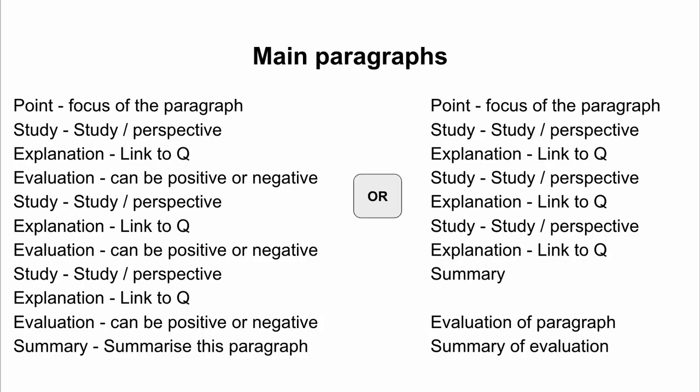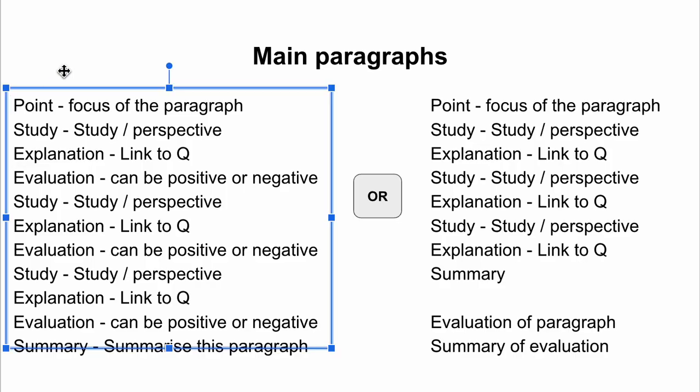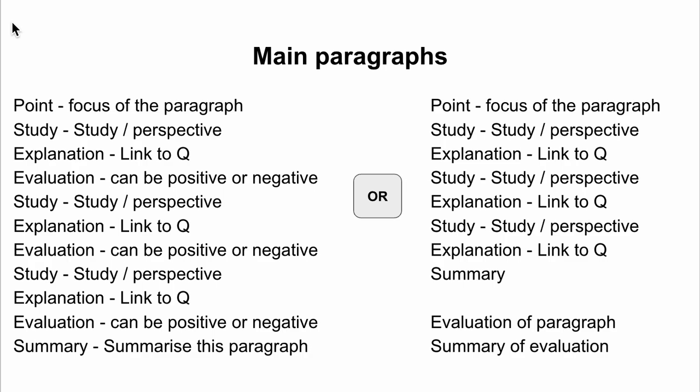Okay, so going on to main paragraphs. So as I said, I quite like the evaluation within the paragraphs, but I know that the exam board also quite likes evaluation at the end. So my suggestion is on the left here. So you do a point, so the focus of the paragraph, then you just follow a structure of study, explanation, evaluation, study, explanation, evaluation, study, explanation, evaluation, and then a summary overall weighing up this paragraph. So for example, you could have a paragraph on a Marxist question of this idea that the law serves the interests of the ruling class.